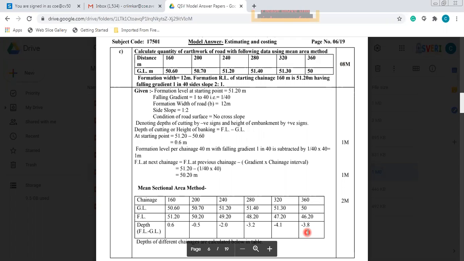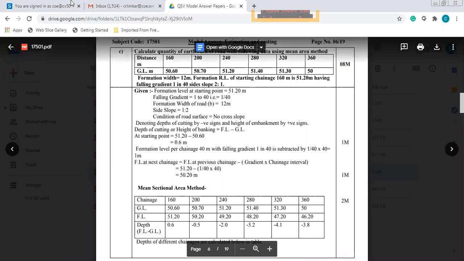Anyone can respond to me in the chat box. How are we going to determine that point of 0 depth? You can respond in the chat box, or you can unmute. If you see, the depths are varying from plus to minus. That means there is one point where the depth is 0. And how are we going to calculate it? Please let me know.